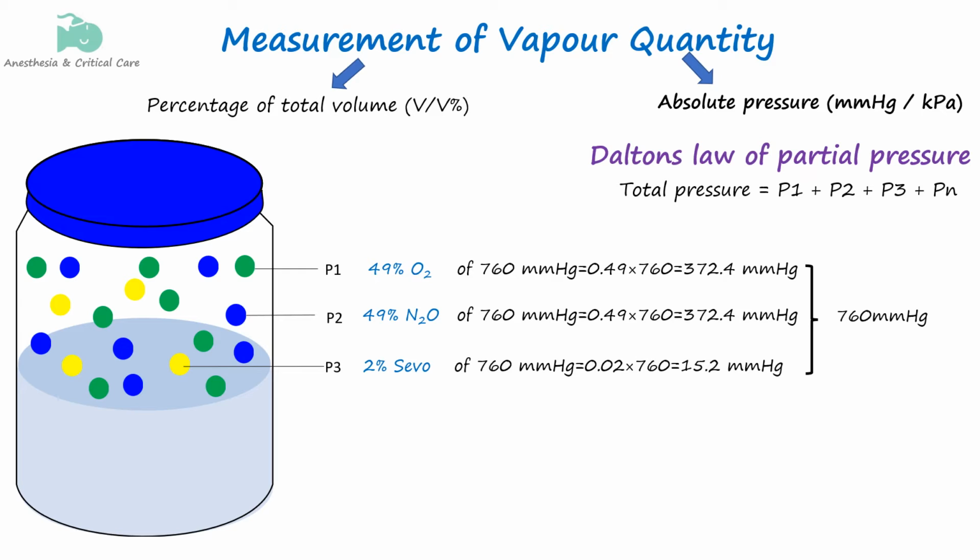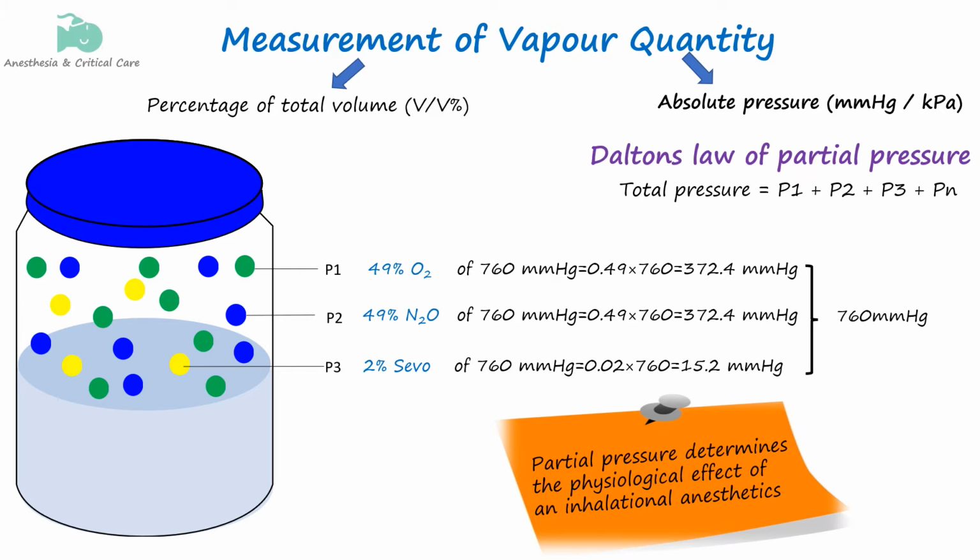Now, why is the partial pressure important? The partial pressure of the anesthetic agent determines its physiological effect, as the agent's partial pressure drives its absorption into the bloodstream and tissues. And when we adjust the concentration on the vaporizer dial setting, we are indirectly adjusting the partial pressure of the anesthetic agent relative to the oxygen and other gases.